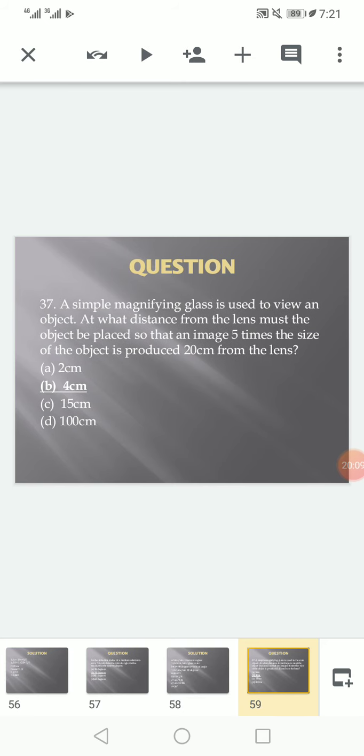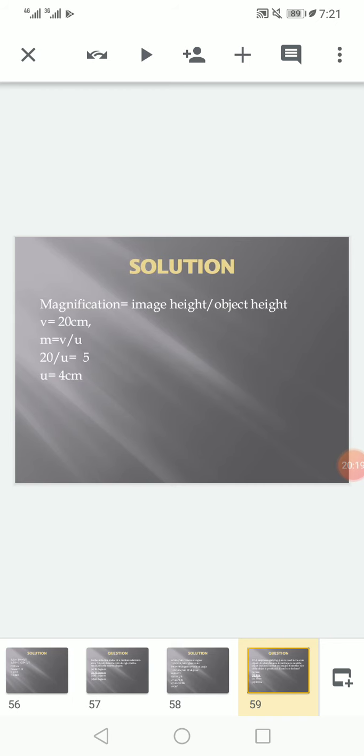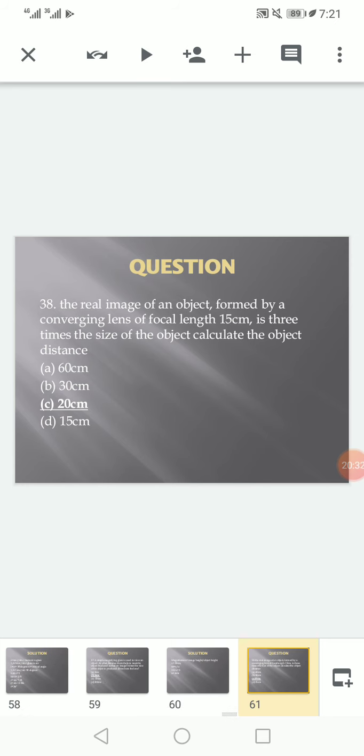A simple magnifying glass is used to view an object. At what distance from the lens must the object be placed so that an image 5 times the size of the object is produced 20 centimeters from the lens? The answer is 4 centimeters. Remember, magnification is equal to image height over object height. When you make U your subject, it will give you 4 centimeters.